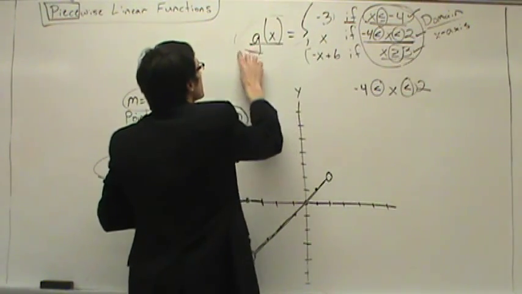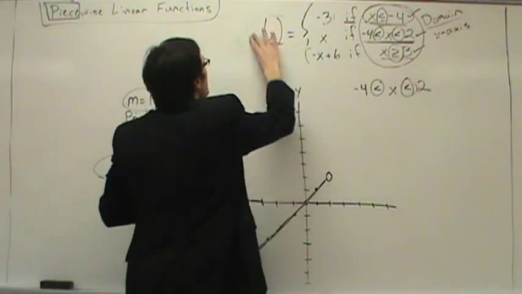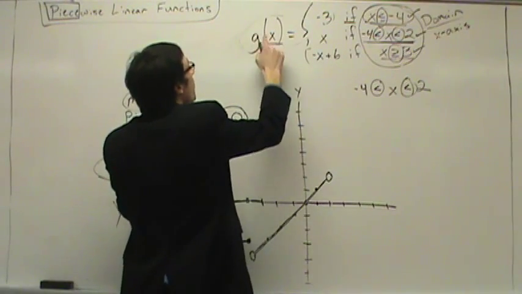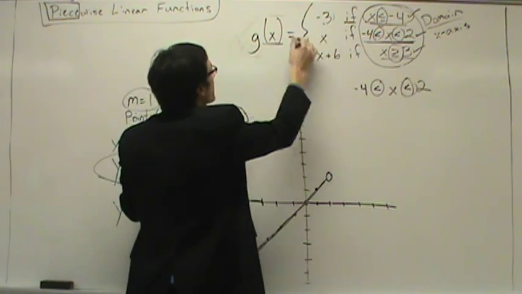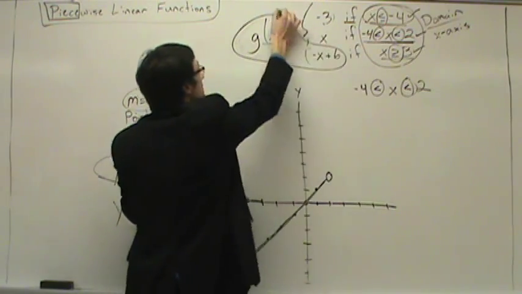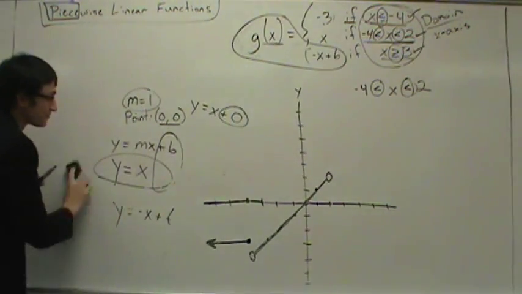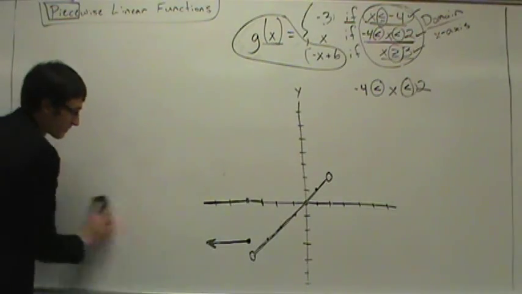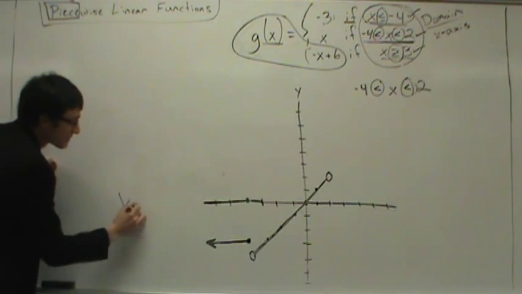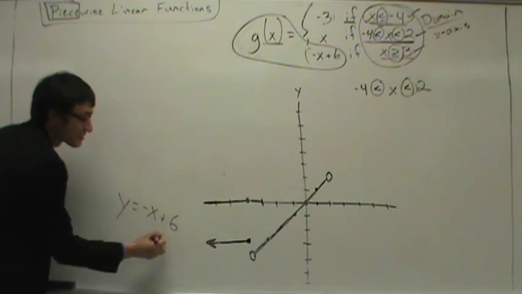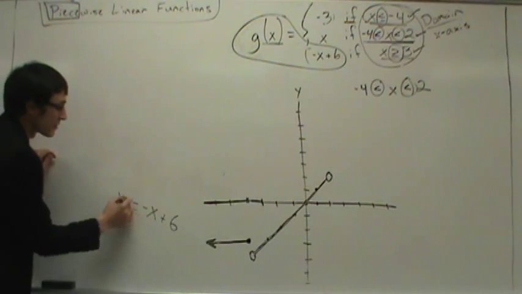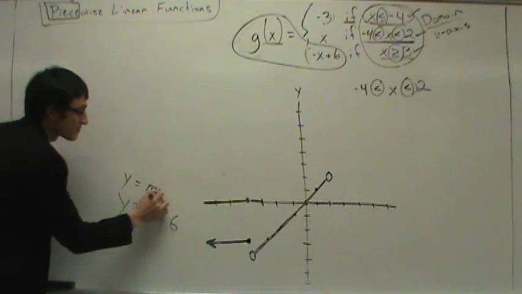You are looking at y equals -x plus 6. Let's go ahead and circle this, okay? And it's written here. Y equals -x plus 6. Let's go ahead and get our point and our slope, remembering y equals mx plus b.